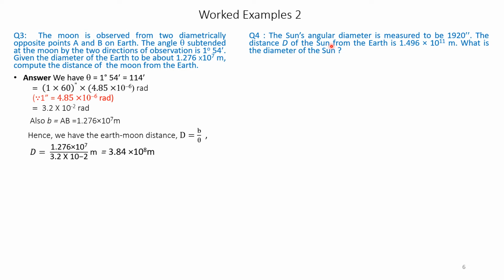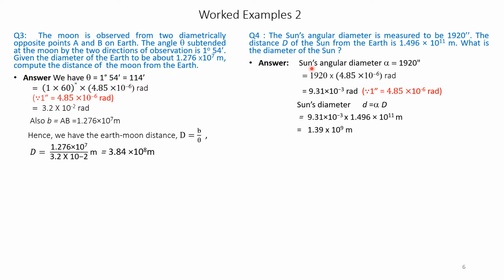Next example. The sun's angular diameter is measured to be 1920 seconds. The distance D of the sun from the earth is 1.496 times 10 to the power of 11 meters. What is the diameter of the sun? The sun's angular diameter alpha is given as 1920 seconds. We have to convert seconds into radians by multiplying with a factor 4.85 times 10 to the power of minus 6 radians. That gives 9.31 times 10 to the power of minus 3 radians.